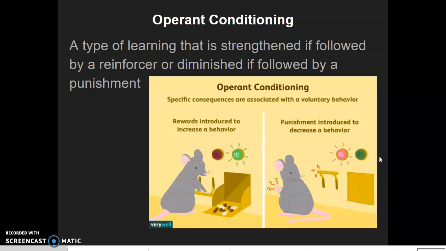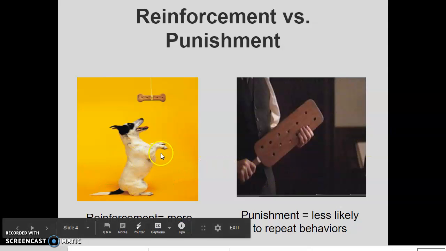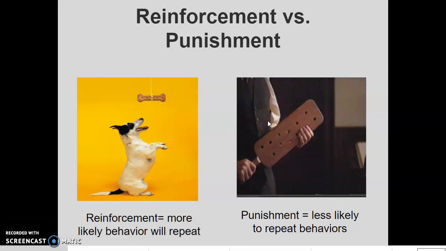So operant conditioning, again, is a type of learning that is strengthened if it's followed by a reinforcement, or diminished if it's followed by a punishment. So rewards will increase the likelihood of the behavior, and a punishment will decrease the likelihood of the behavior. So that's the essence of operant conditioning. You're always going to be talking about reinforcements or punishments and behavior, and how they affect behavior. So reinforcement means it's much more likely that the behavior will repeat.